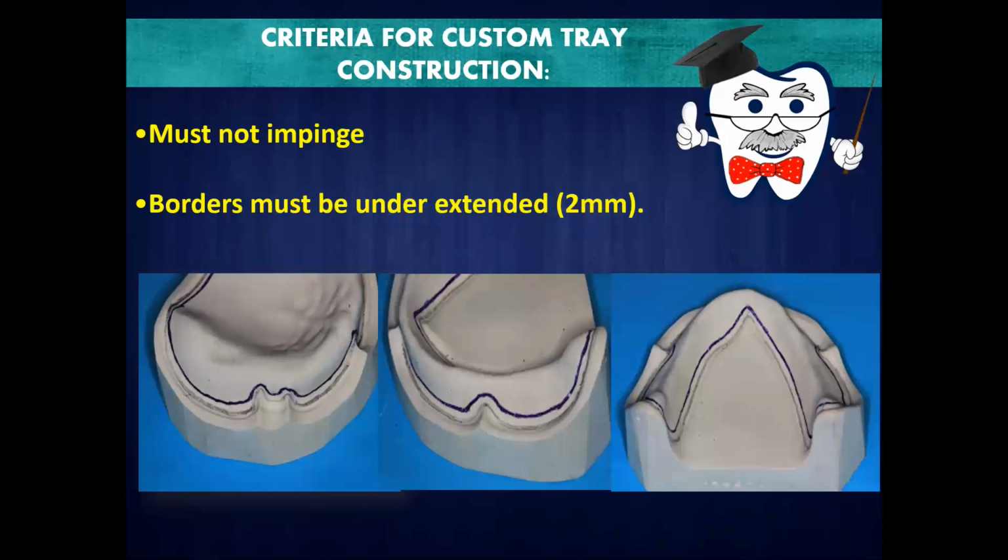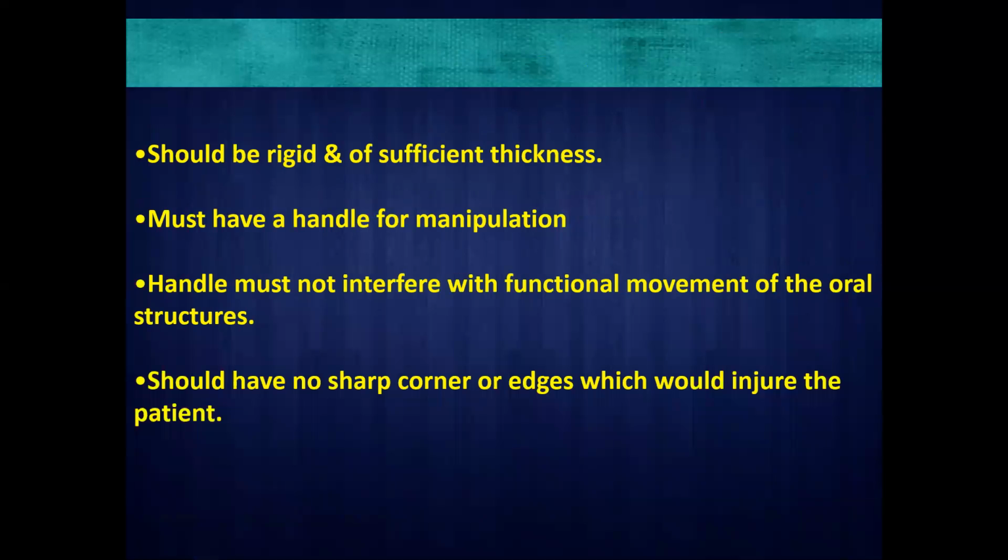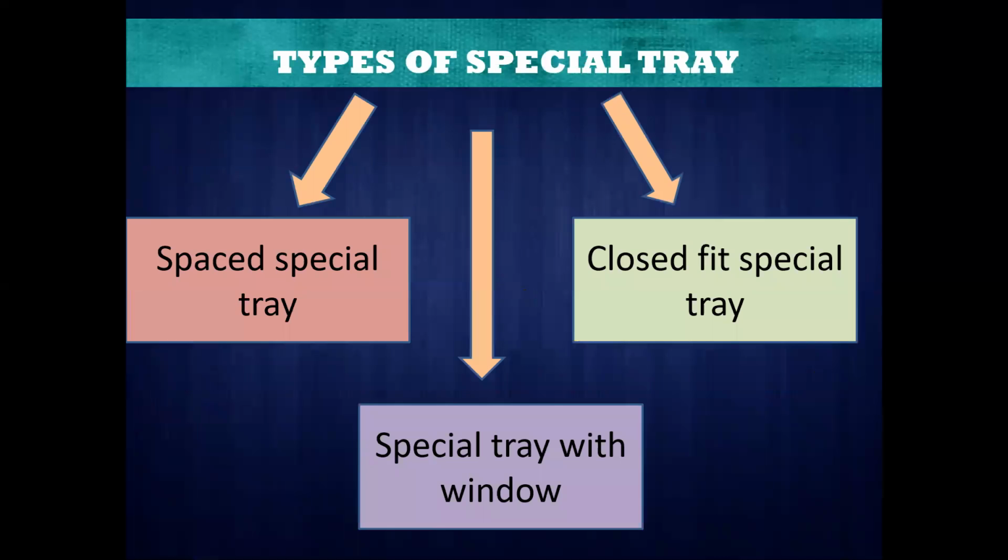The criteria for custom tray construction: first, it must not impinge on any of the oral structures. Secondly, the borders must be underextended about 2 mm from the oral vestibule. It should be made up of a rigid material and should have sufficient thickness. It must have a handle for manipulation. The handle must not interfere with the functional movement of the oral structures, and it should not have any sharp corners or edges because that will ultimately injure the patient when you are doing the border molding.